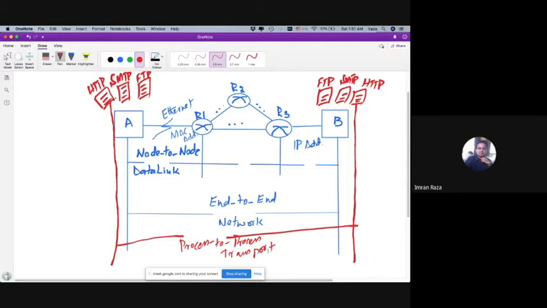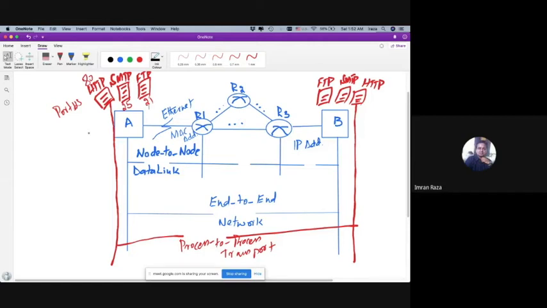Yes, we do, right? So if I want to identify the process of machine A, which process of machine A will be communicating to which process of machine B, I need to identify these processes. And I can do this with the help of process IDs, which are called port numbers. Right? For example, for HTTP, we have port 80. For SMTP, we have port 25. For FTP, we have port 21, right?